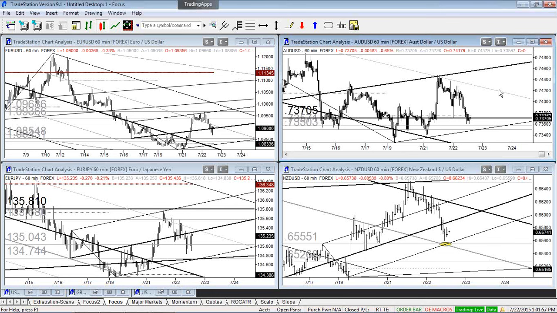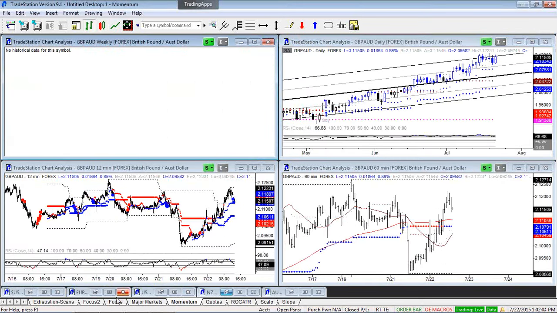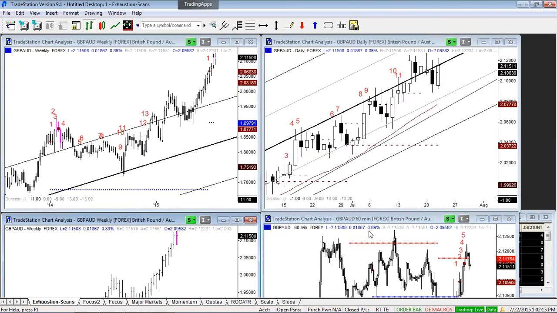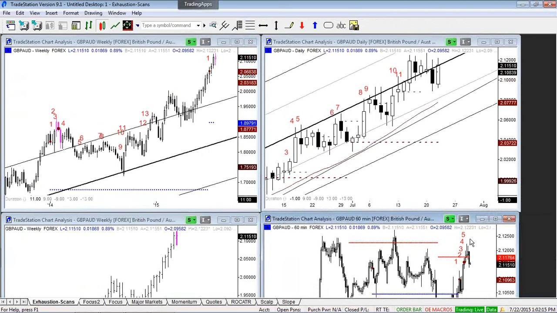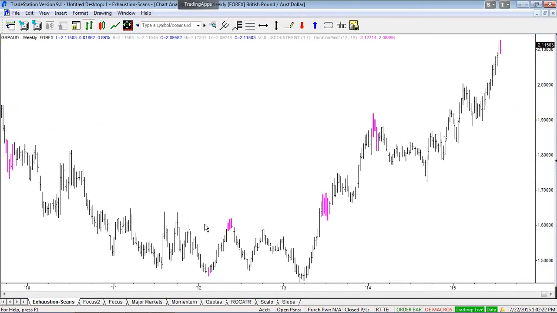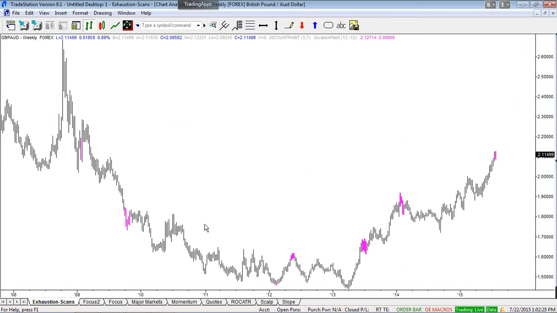All right, so first let's go to the pound Aussie trade. We'll start with the bigger picture. Go to the weekly chart here. This chart is basically the same thing I showed in Euro Aussie a couple posts back about the extended nature of the move on the weekly basis, right?